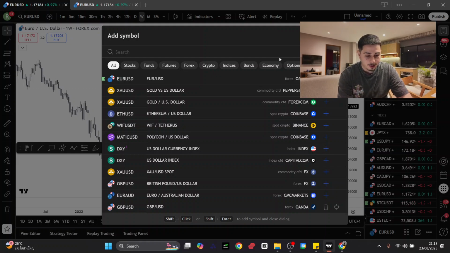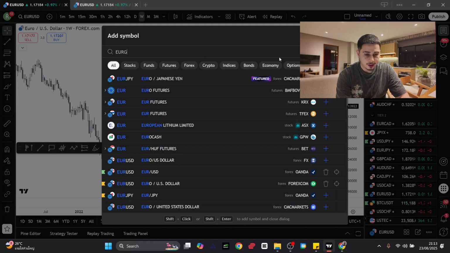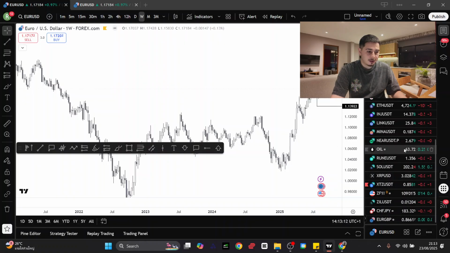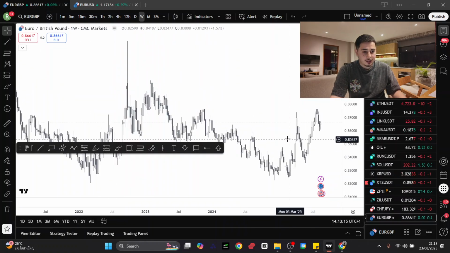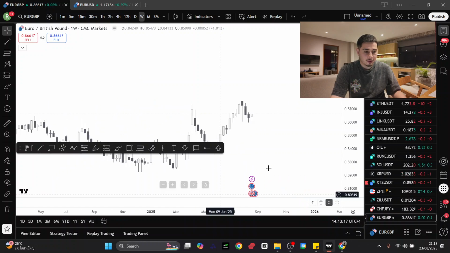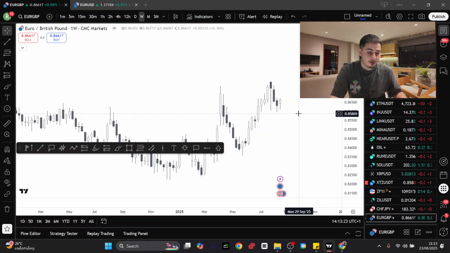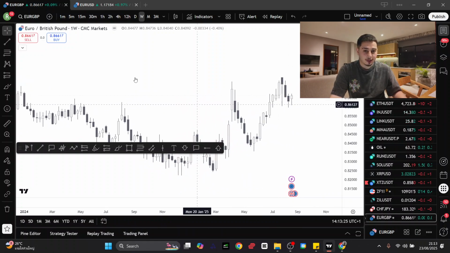So for example, if I go Euro GBP, I can get up the chart here and actually see at the bottom here, I can actually see the price of euro versus the pound. Okay, pretty simple. I'm not going to go into depth of a strategy or anything like that right now, but this is where you're going to be learning everything.